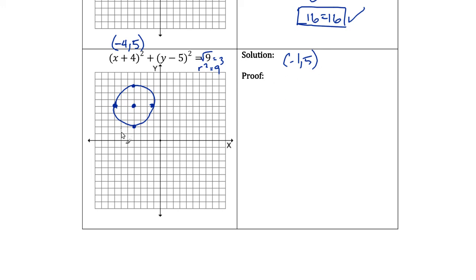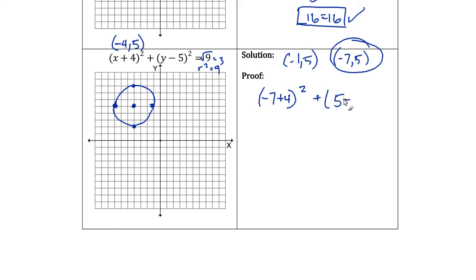So I'm going to do a negative 1, 5. I'm just going to put the numbers in. So negative 1 plus 4 squared plus 5 minus 5. Is that really going to happen again? I'm going to use a different one so I don't get 0. I'm going to use negative 7, 5 right here. So negative 7 plus 4 squared plus 5.